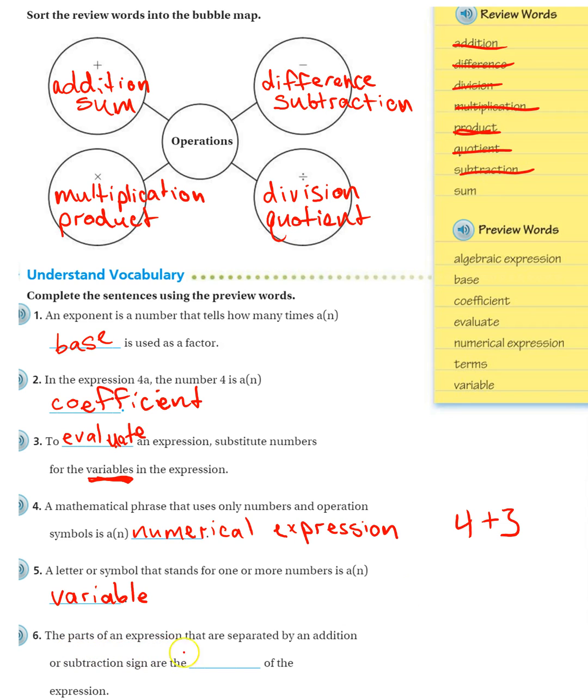Okay, number 6, the parts of an expression that are separated by an addition or a subtraction sign are the terms of the expression. Terms. So in this case, in this numerical expression that we have up here, 4 is one of the terms and 3 is one of the terms, and the terms are separated in this case by a plus sign.